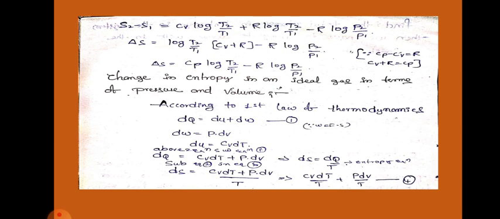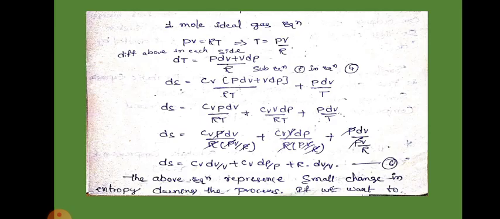So therefore dq is equal to Cv dT plus p dv. But according to the entropy equation, ds is equal to dq by T. So therefore ds is equal to Cv dT by T plus p dv by T. This is equation number 4. So therefore, from the 1 mole ideal gas equation, pV is equal to RT, T is equal to pV by R.